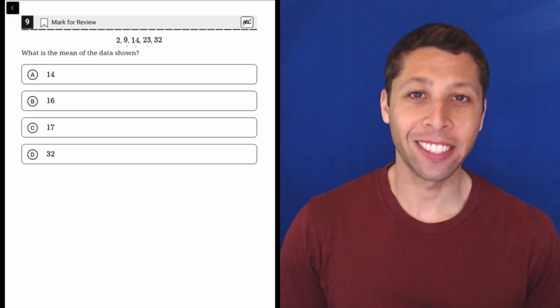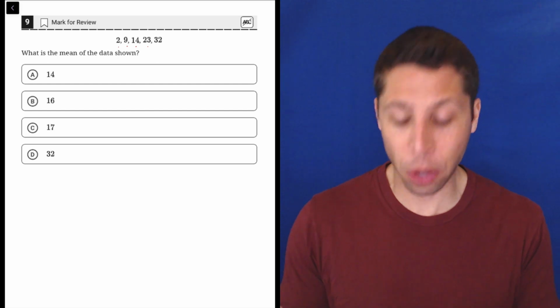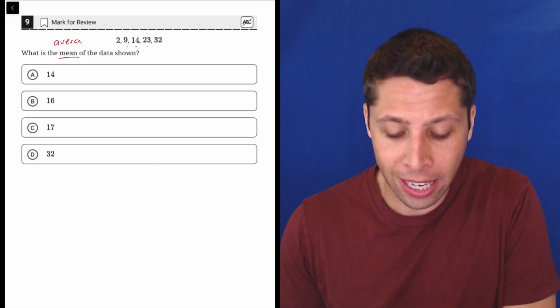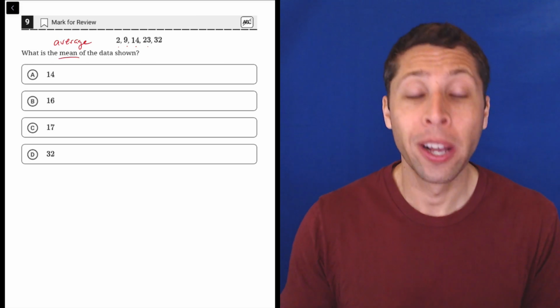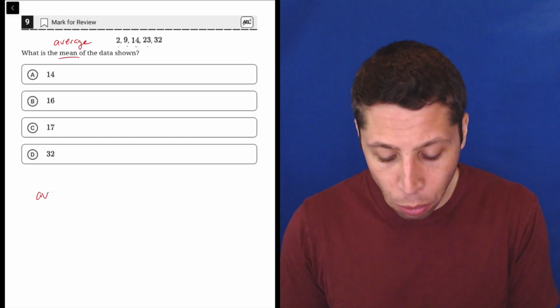This question is testing statistics, which you might not have learned in much depth in school, but I think that at some point you would have learned what the mean of a set is, or maybe you just called it the average. That's the same thing. Sometimes called the arithmetic mean, but it's the average. And we need to know the formula for that.